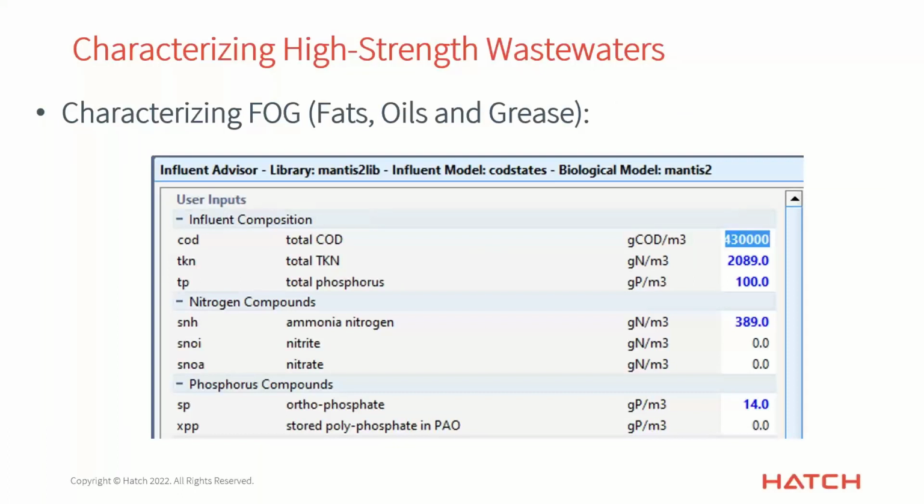So for characterizing a FOG, basically you're looking at starting with a COD number that you may take from a measurement or some default value that you've gotten from the literature or someplace. This is going to be a massive number, hundreds of thousands of milligrams per liter. So you're going to enter that in, and then you're going to try after that, if you have measurements for this, that's fantastic. A lot of the times we don't.